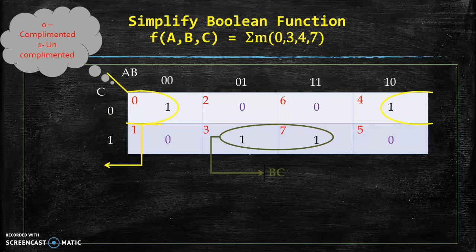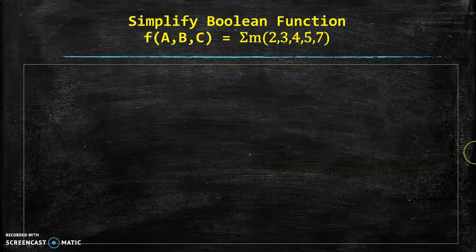So when we write a product, we can write it as A B bar C bar. So we have written product terms for both the pair, both the groups. We have two groups, so ultimately we can write our simplified answer, that is f of ABC equal to BC plus B bar C bar.